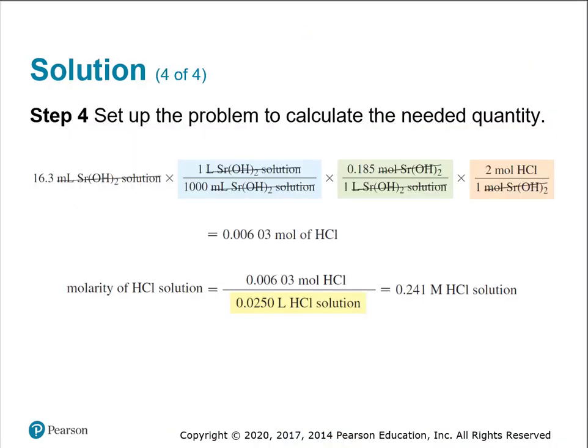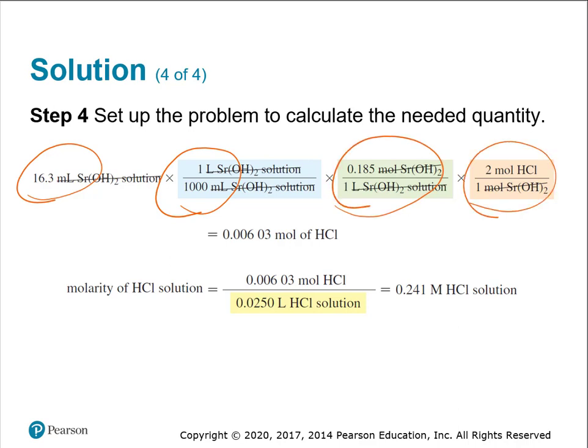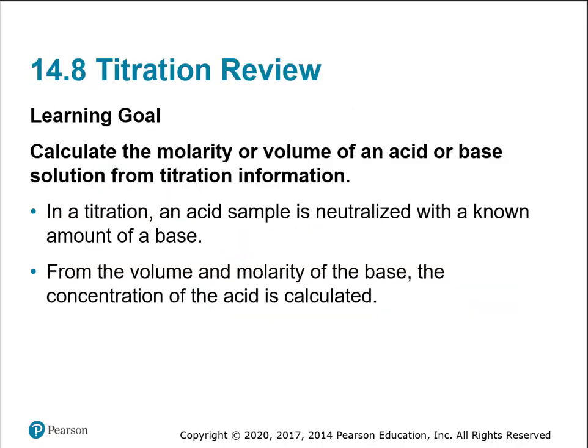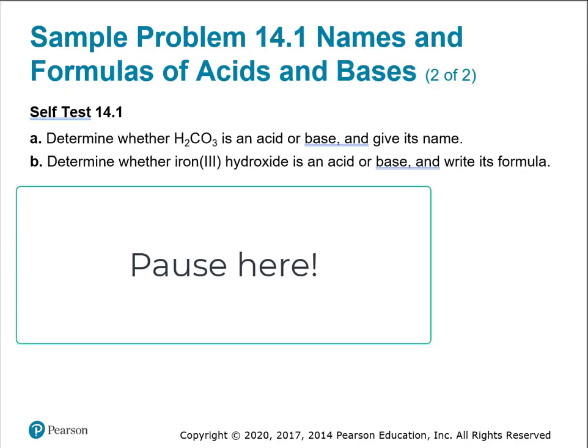Here is this work all in one part. We took our milliliters and went to liters, then multiplied that by its concentration. So liters times concentration. Then we multiplied it by the mole ratio. And then we took that answer and divided it by the volume of HCl to get 0.241. Take a minute to look over the learning goal for this section. Let's do a few practice problems. Why don't you pause the video here and see if you can do A and B.